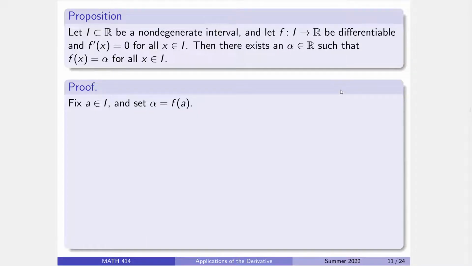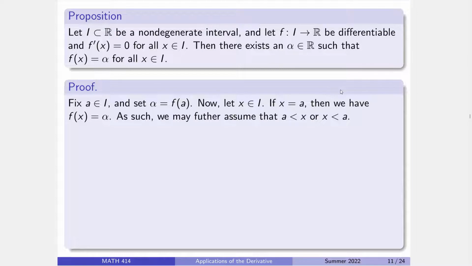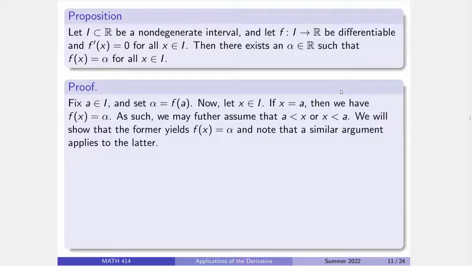So let's do it. Fix a point A in the interval, and let alpha be f of A. I claim that f of x equals alpha for all x in the interval. Pick x in I. Obviously, if x is equal to A, then f of x is equal to alpha. So we can further assume that x is bigger than A, or less than A. In the former, we'll prove things work, and note that in the latter, just flip an inequality.